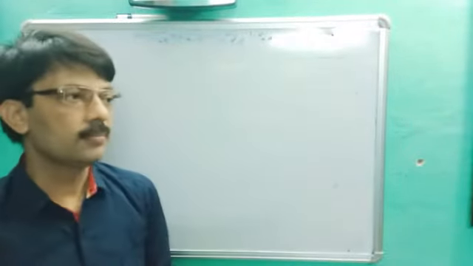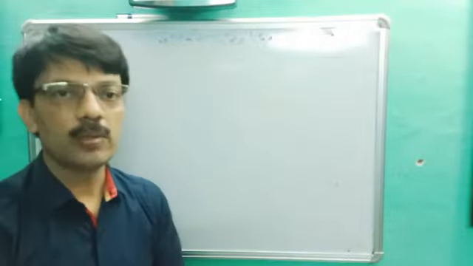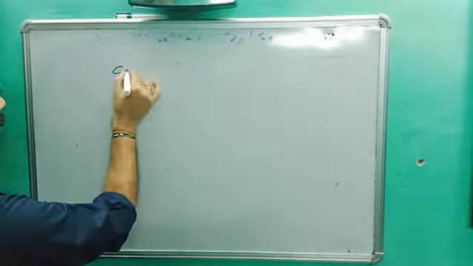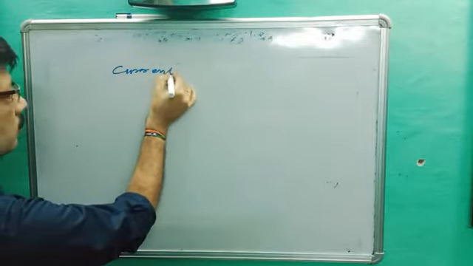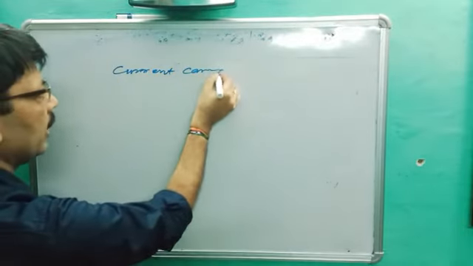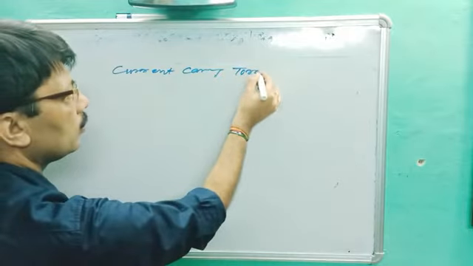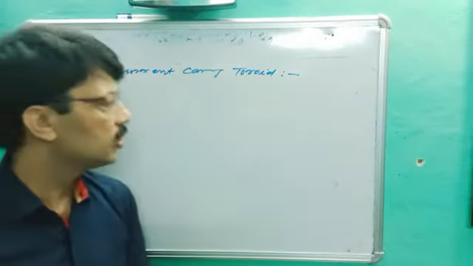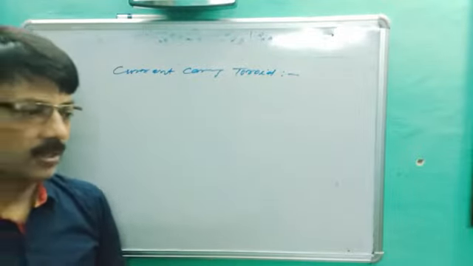Today our topic is current carrying circular solenoid. This is also called toroid. So make the heading: current carrying toroid. Toroid is also called a circular solenoid. Okay, so first see the definition.